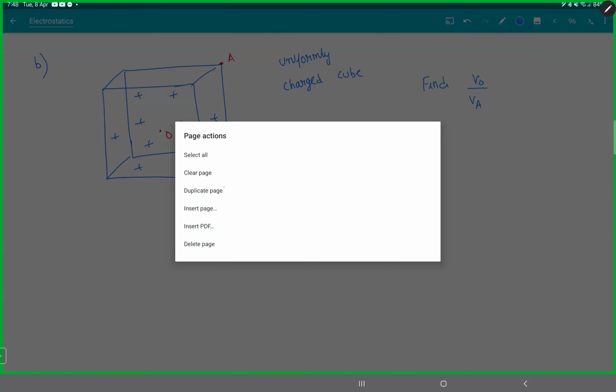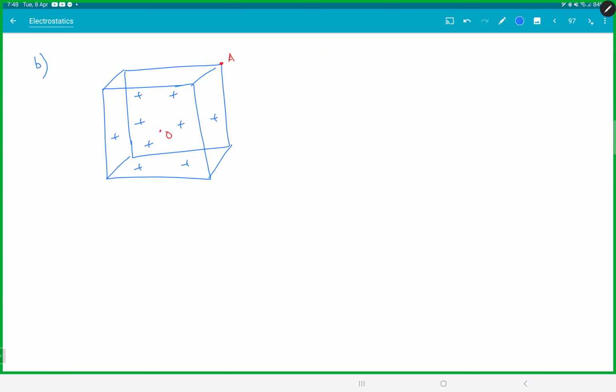So, what's the logic? Same story. Potential at the center is proportional to Q by a. Q is equal to rho into a cube. So this is proportional to a square. So for cubes, it will go as a square function.